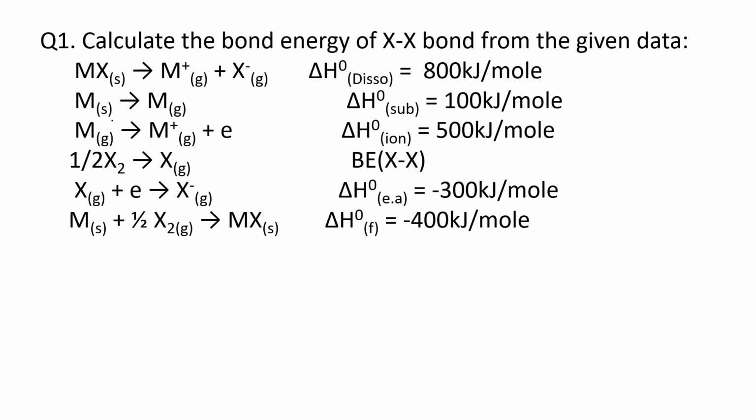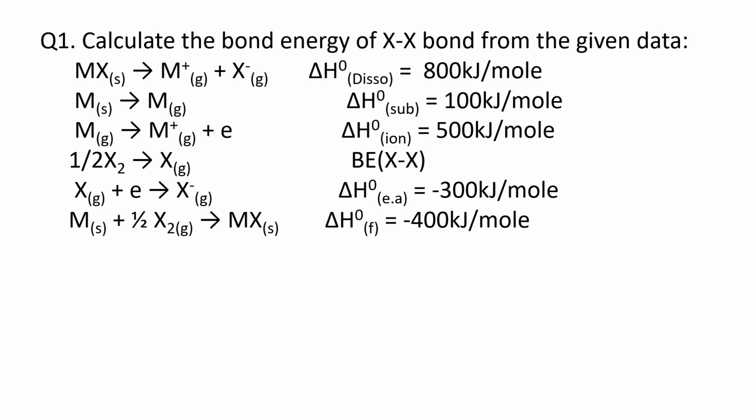And other things, that is the sublimation energy is given, then the ionization energy is given, then the dissociation of the XX bond or atomization, this we have to find out, and then the formation of the X minus anion from the X gaseous atom, that is electron affinity value is given, and finally the enthalpy of formation of this ionic solid from the constituent elements, that value is given. So we have to find out this bond energy of XX bond.